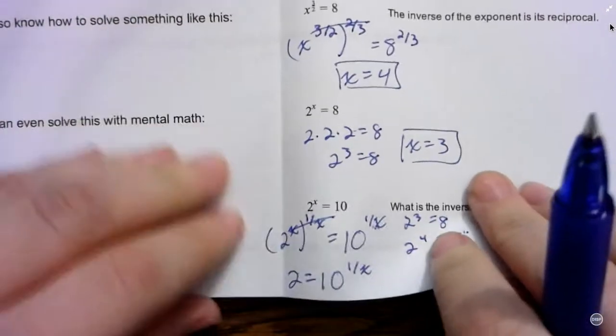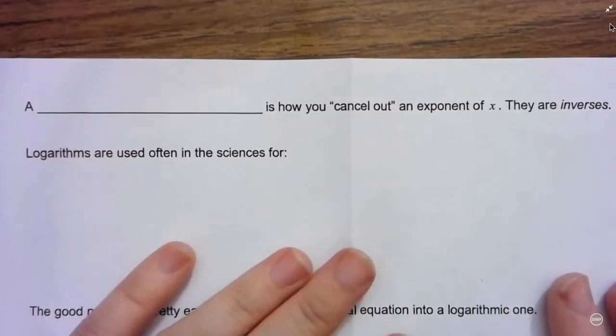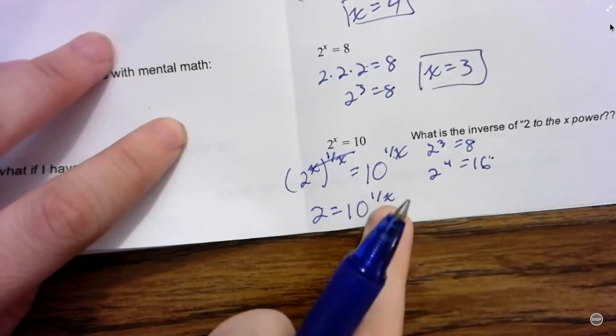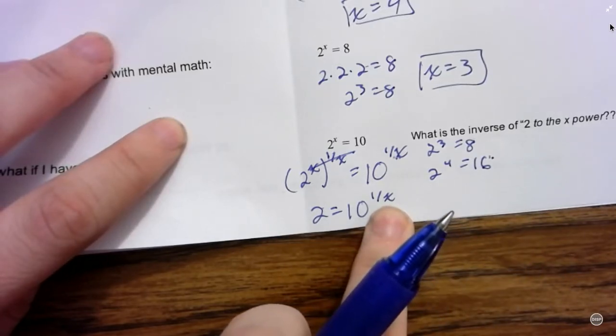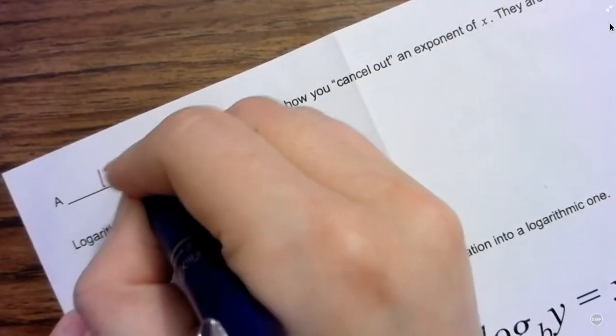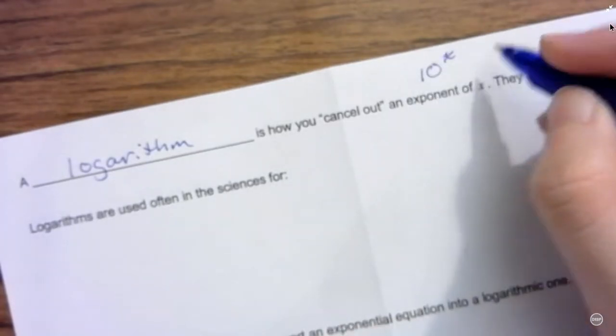And the answer to this question is a logarithm. So today we're going to concentrate on just what is a logarithm and how can you use it to solve a relatively simple looking equation like that without losing your mind and ending up with something like this, which makes no sense. So a logarithm is how you cancel out an exponent of x, so they're inverses. Something like 10 to the x power, its inverse is going to be a logarithm.